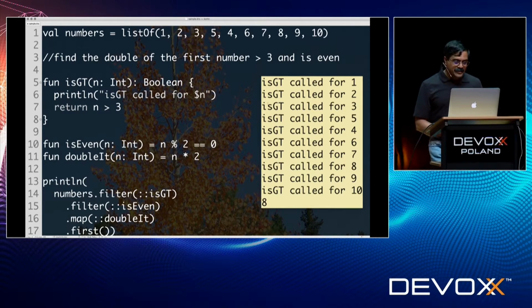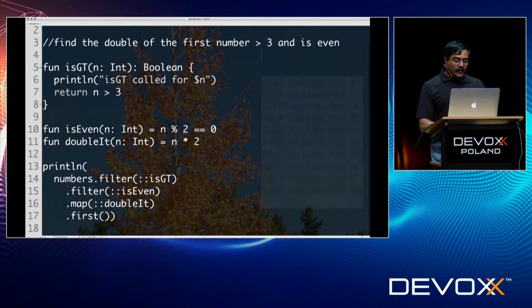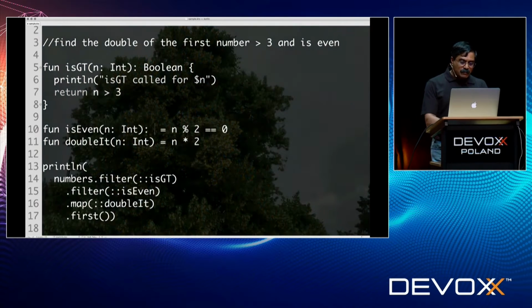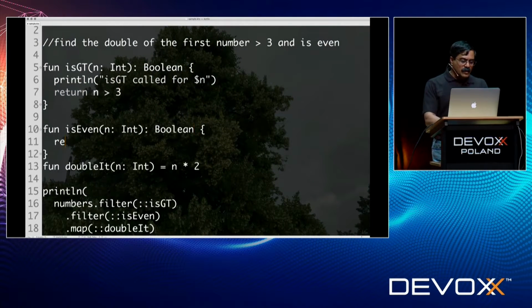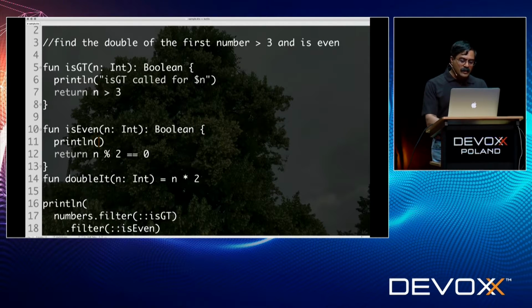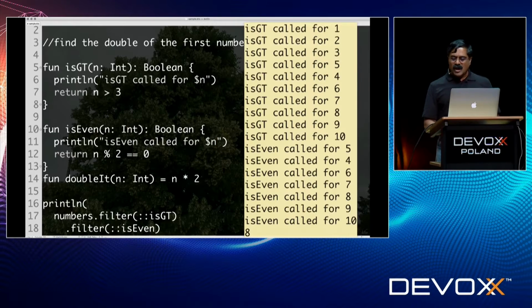How sad that is. In fact, if you go a little further and try this, if I put a Boolean here also, and then of course if I were to return, let's say n mod 2 is equal to 0, but before I do that, print line and I say isEven called for, and I'm going to print the number for which it is called, you can see all that expense that we incur, which is not what you really want to do, because that's not very efficient.